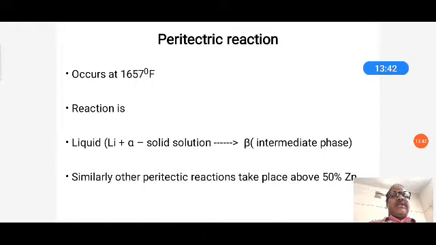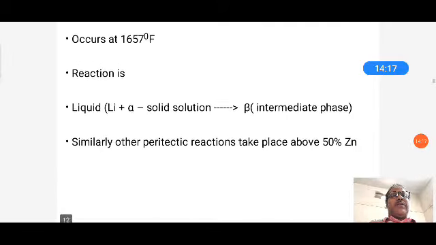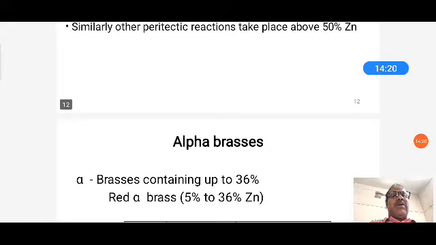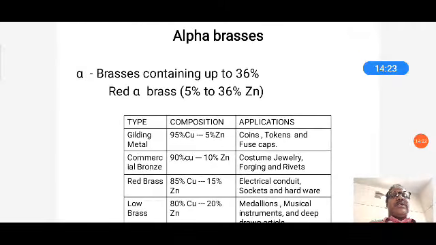Thus peritectic reactions occur in the copper zinc equilibrium phase diagram. The peritectic reaction occurs at 657 degrees centigrade. In the reaction, liquid plus solid gives rise to a new solid. That is, liquid plus alpha solution gives rise to the beta intermediate phase compound. Similarly, other peritectic reactions take place above 50% zinc dissolved in copper. The peritectic reactions occur to form single phase compounds. These compounds have ordered structures.